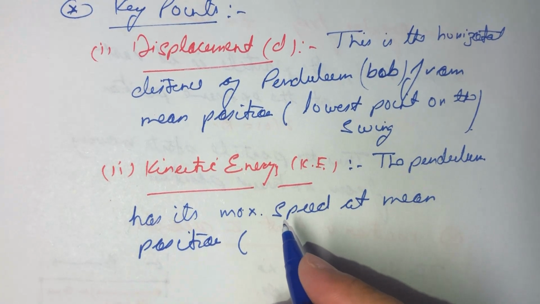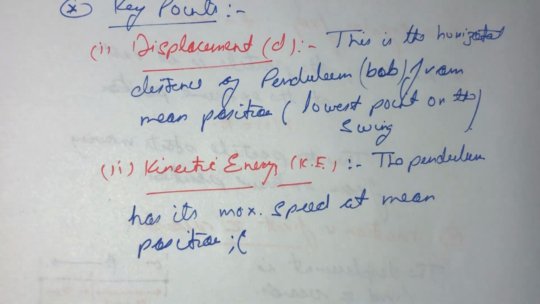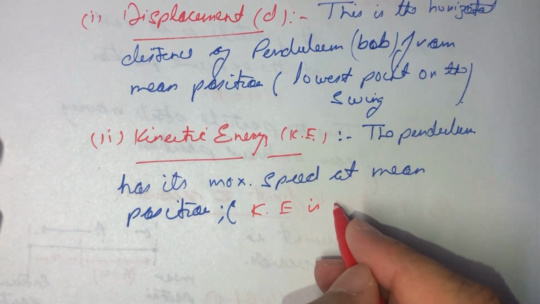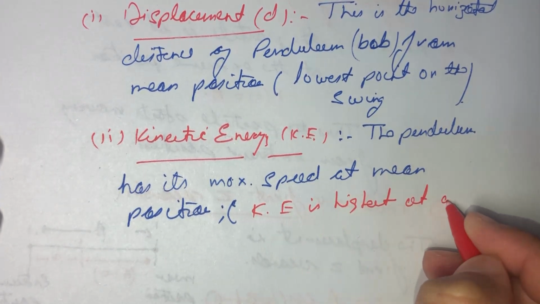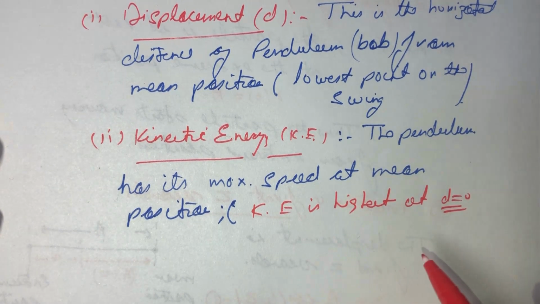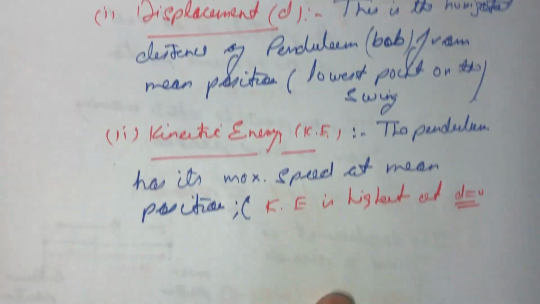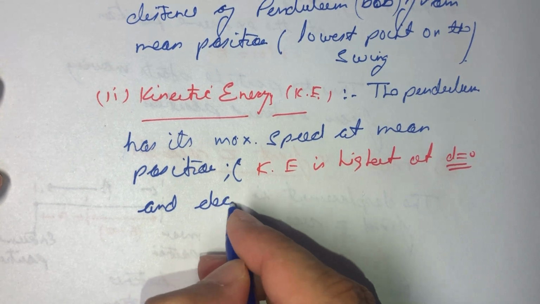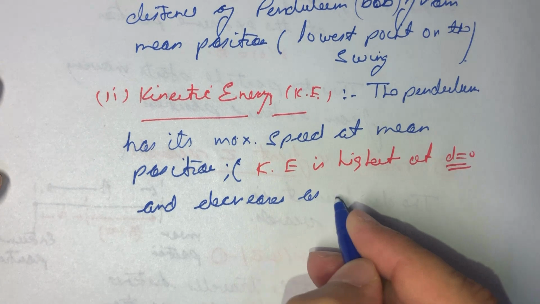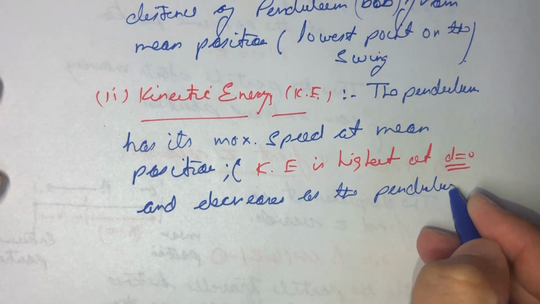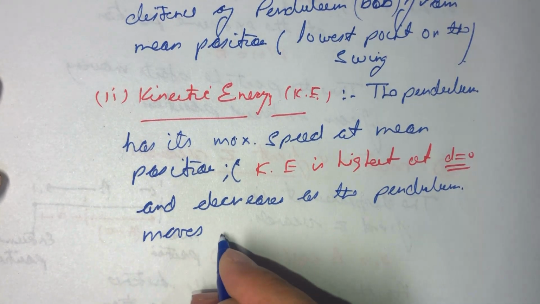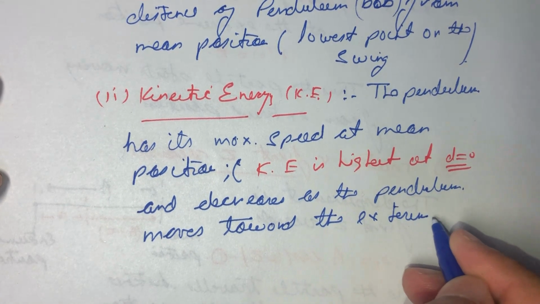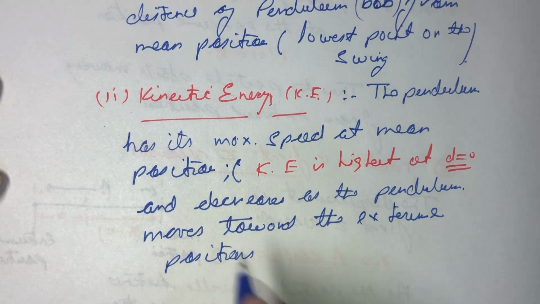So at mean position, we can also say that the kinetic energy is highest when d is equal to 0. It means at mean position the kinetic energy is the highest. And you can also say kinetic energy is highest at d is equal to 0 and decreases as the pendulum moves toward the extreme positions.